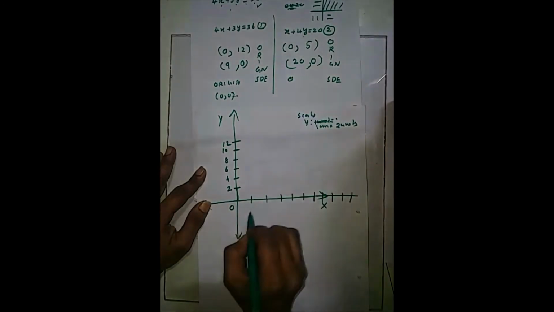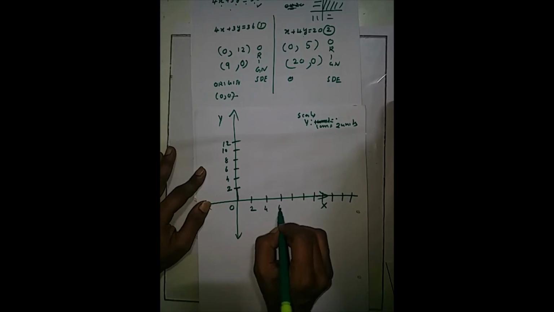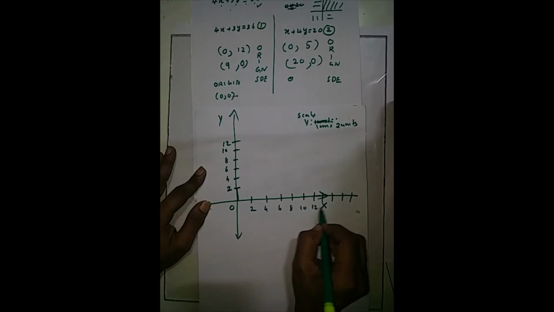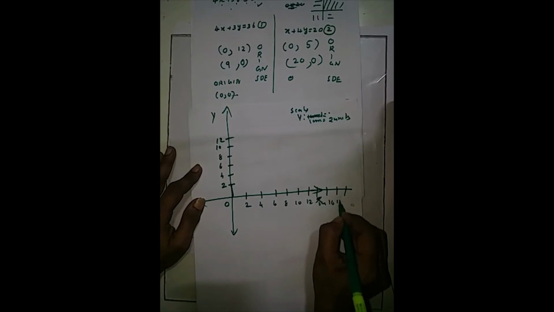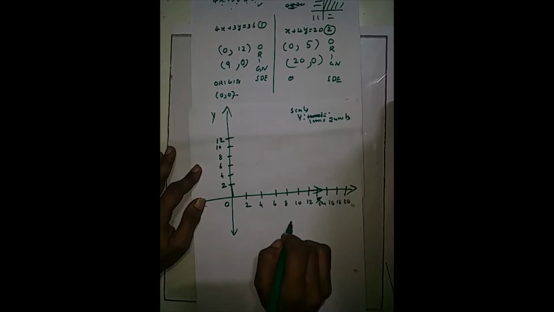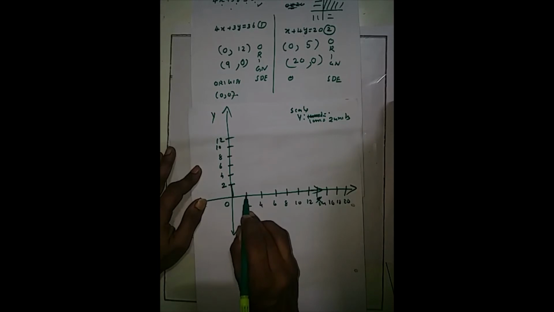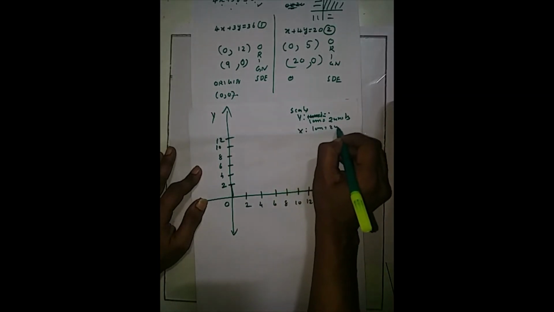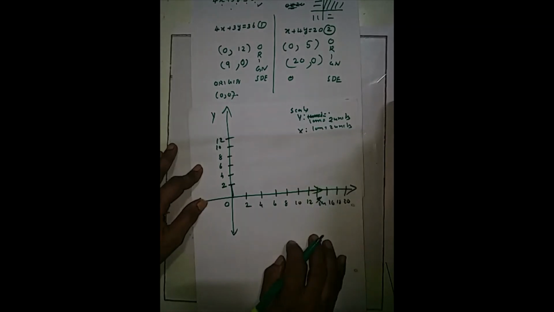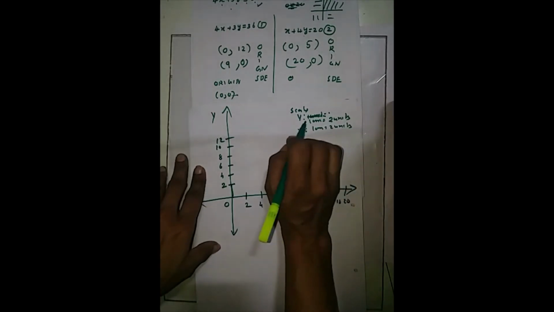Because 20 is a bigger number, here also the scale is 1 centimeter, 2 units. X-axis, 1 centimeter, 2 units. For namesake, we have to mention the scale.